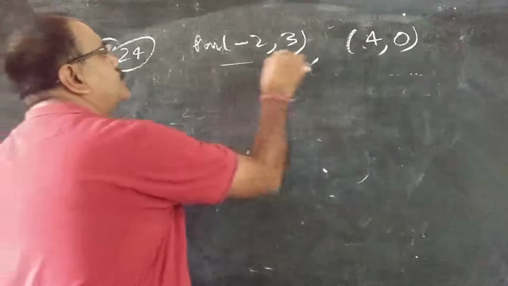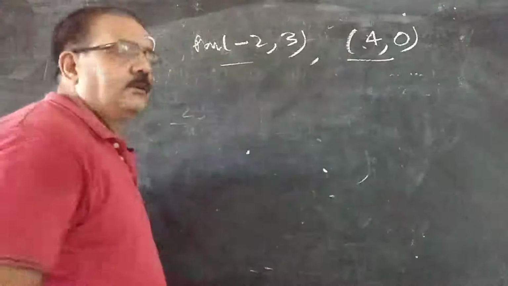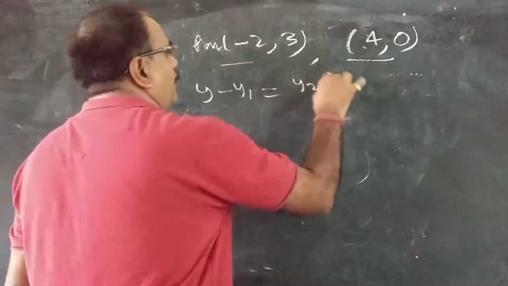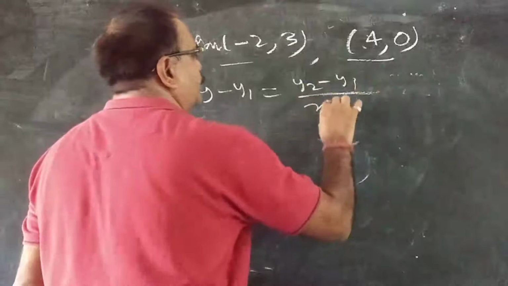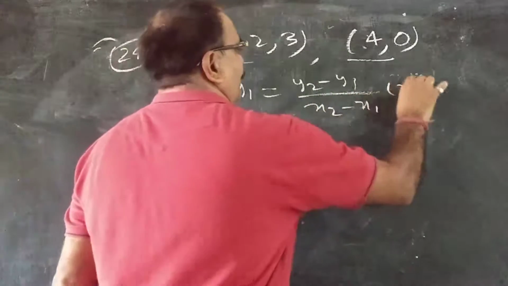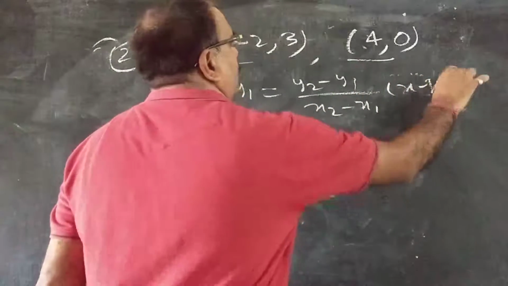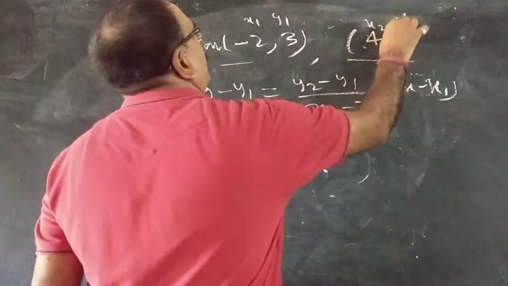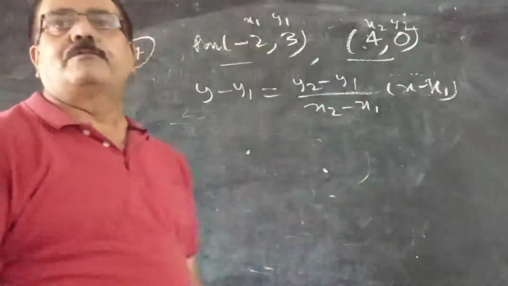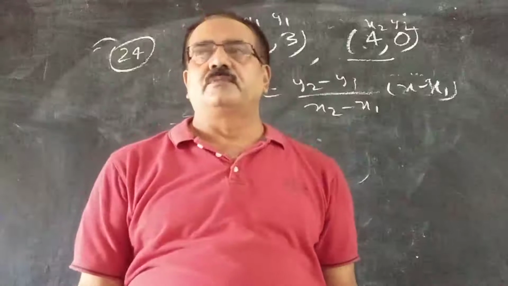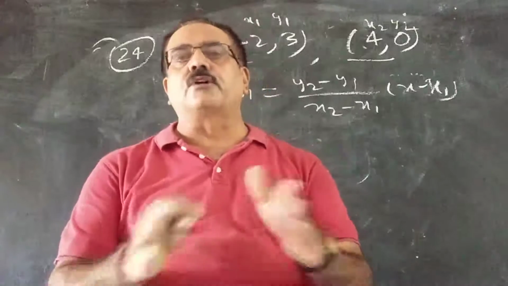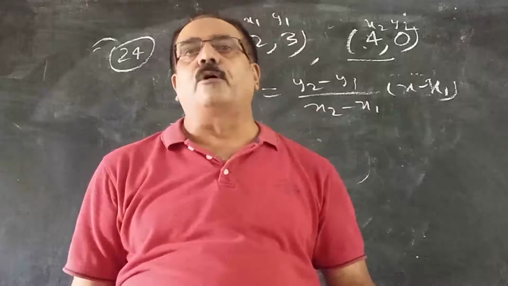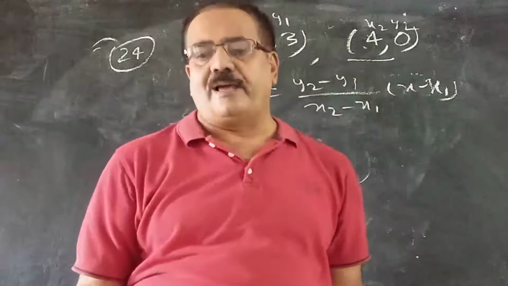By using these two coordinate points and the third form, y minus y1 equals y2 minus y1 by x2 minus x1, times x minus x1, take this one as x1, y1 and the other as x2, y2, put the values and find the equation. This is the way to solve this exercise by using the three different forms of the equation of a line.